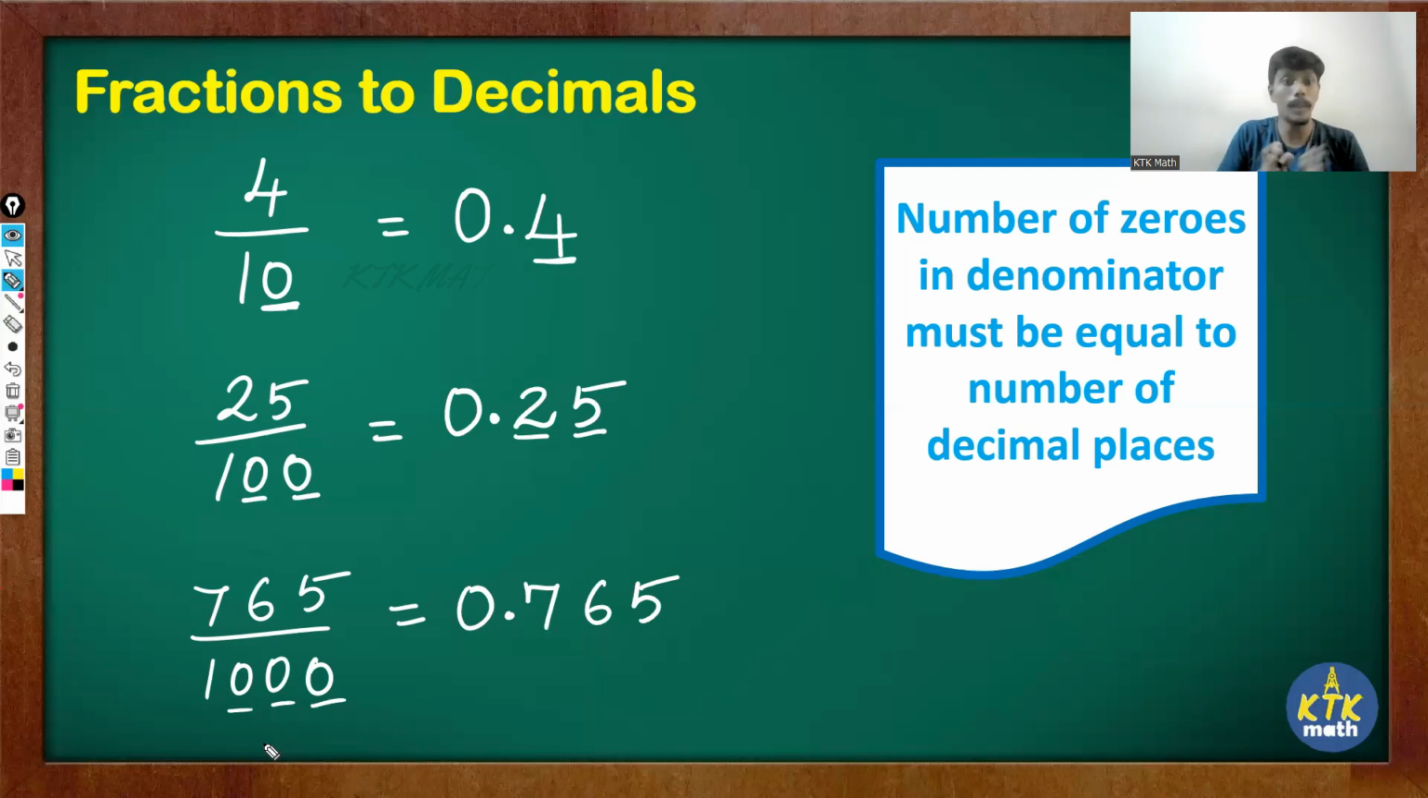It is not going to be like this always. You are going to have different numbers in the numerator and different zeros in the denominator also. Only for the basic purpose, I'm giving you this to understand the logic. The key point here: the number of zeros in the denominator must be equal to the number of decimal places. So 10 means I have only one number after the point, 100 means I have two numbers, 1000 means I have three numbers. This is the basic relationship between fractions and decimals.